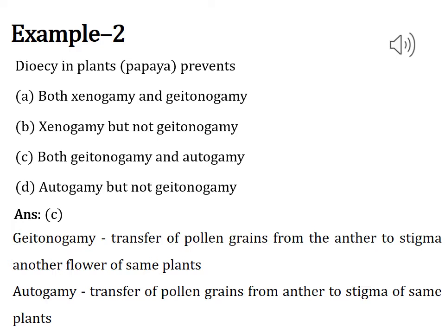Now the reason for that. Autogamy occurs in bisexual flowers. Geitonogamy flowers are unisexual but present in the same plant. When it comes to the dioecious condition, it is observed when unisexual male and female flowers are present on different plants, and it prevents both autogamy and geitonogamy. So this is the reason for this one. You just note it down.